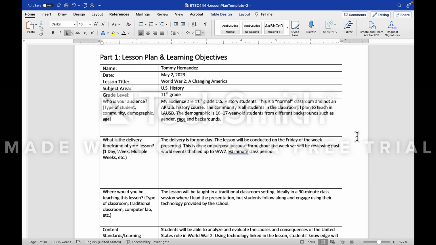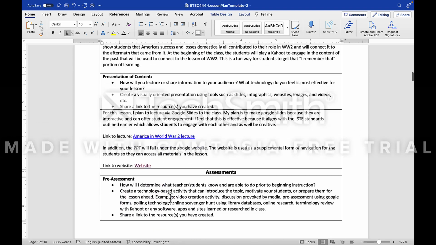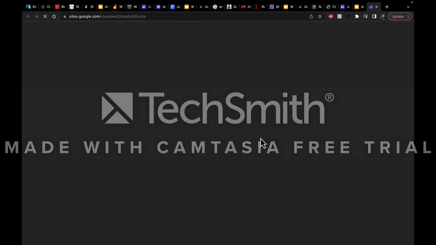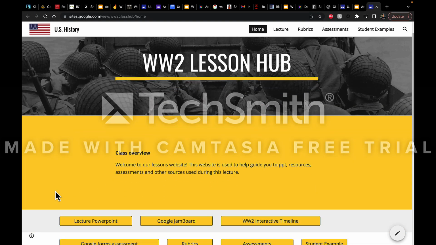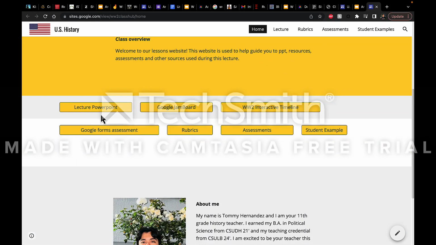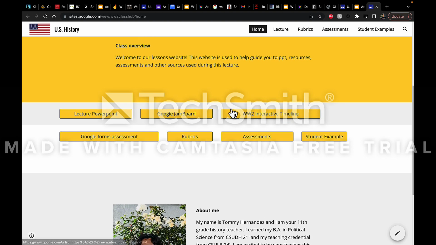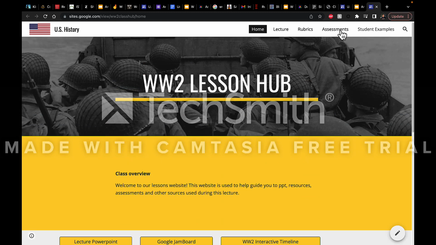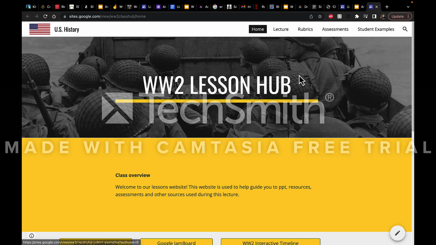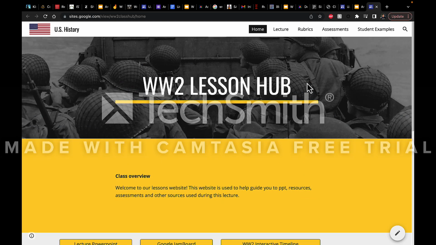Some of the elements in my lesson plan are to use technology to engage students, to get them to create, but also get them to understand the content itself. For example, I did create a website for the class, and this is where students can find all of the things. They can find a lecture PowerPoint, the Google Jamboard, interactive timeline, assessments, rubrics, and student examples as well. And as you can see here on the top right corner, I have all of them listed there too.